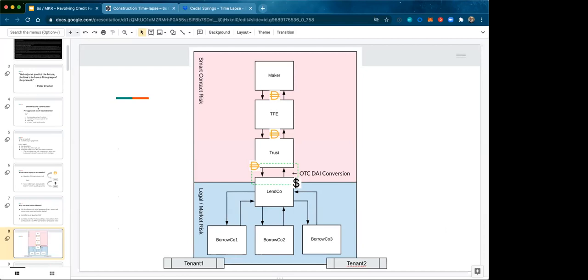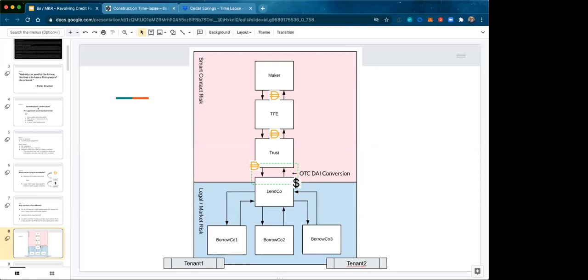Whether it's from Maker or the TFE or the trust, Lenco has an account at an OTC desk, but it never actually takes possession itself. It's just for the benefit of Lenco. In that context, everything that happens from a smart contract perspective of Maker is largely, I would use the word, almost agnostic. It's very relevant, but not relevant for Lenco. It just happens, which is somewhat what makes it elegant.